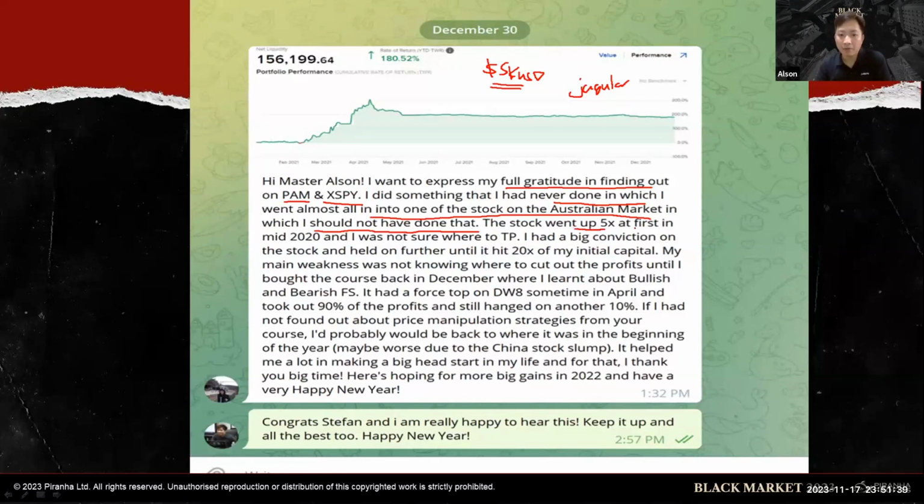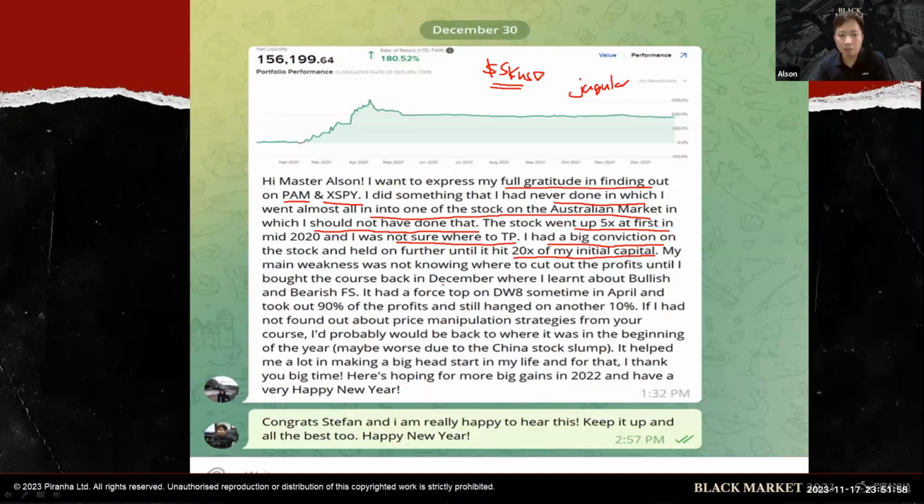The stock went up 5x at first. He was not sure where to take profit. He had very big conviction. You see, he did his research. He has fundamental conviction on the stock. He held on until it hit 20x his initial capital, which was about 5,000. So he had made over $100,000 during that time. And he mentioned that his main weakness is not knowing where to take profit.